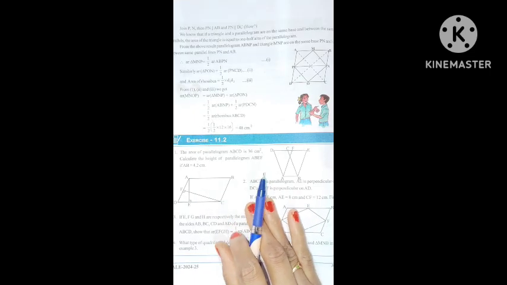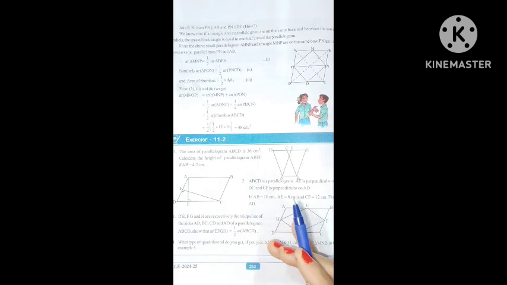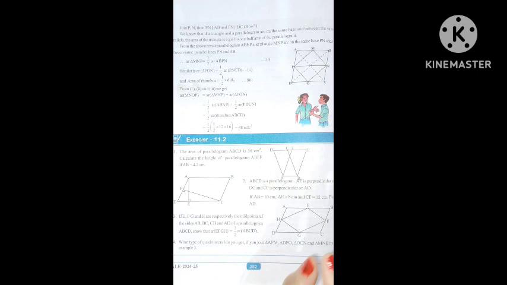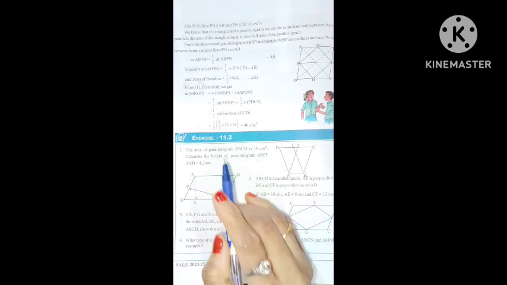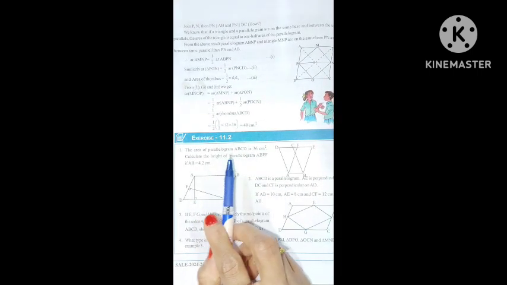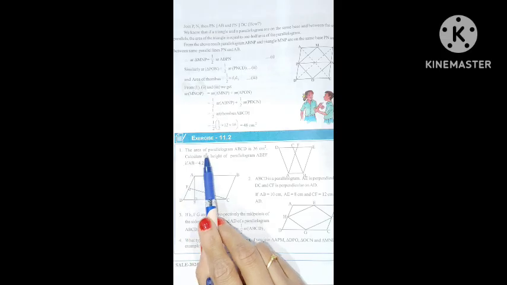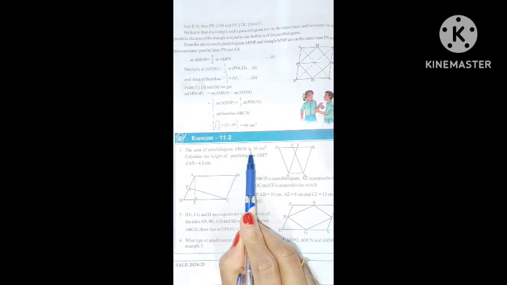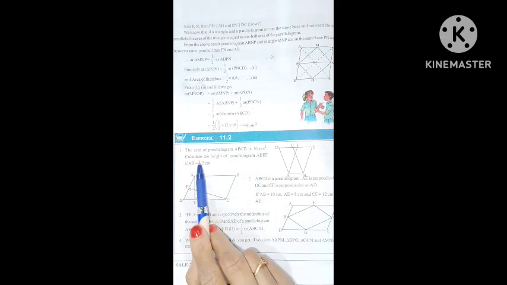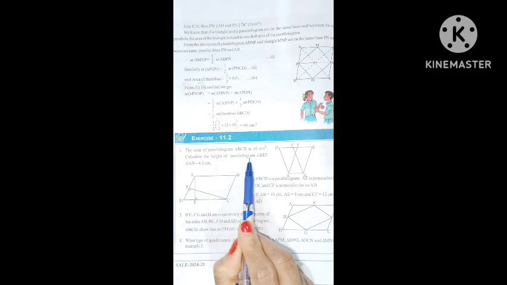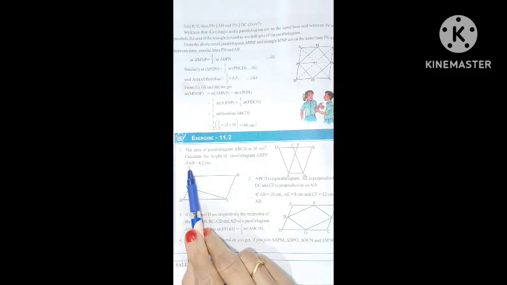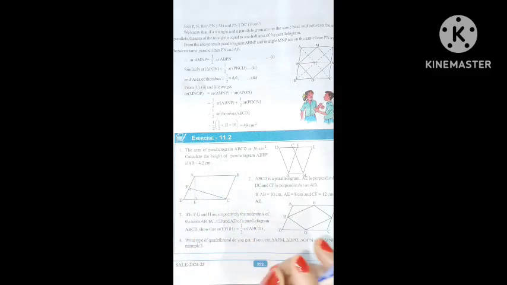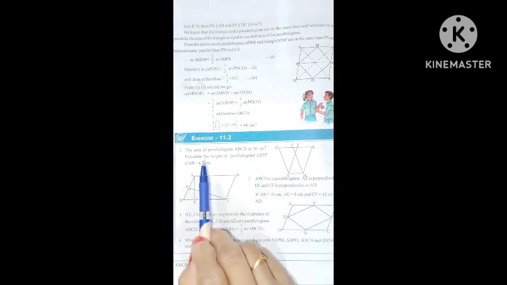Let us see the first problem. In the Telangana State Book, page number 252. Look at the textbook. Be careful, listen neatly. The area of a parallelogram ABCD is 36 centimeters square. Calculate the height of parallelogram ABEF if AB equals 4.2 centimeters.